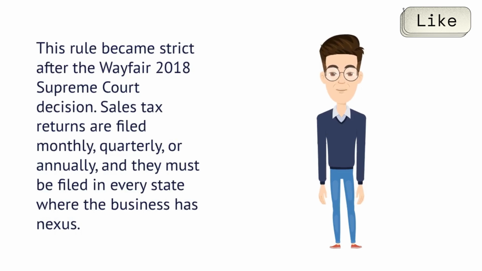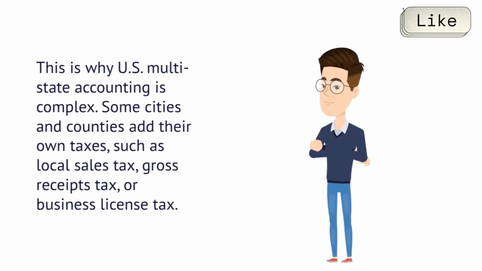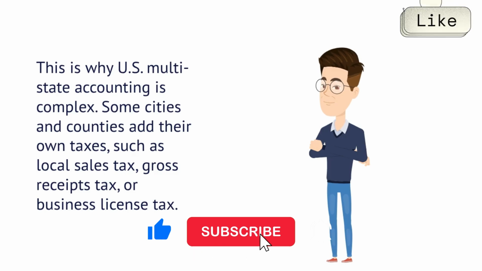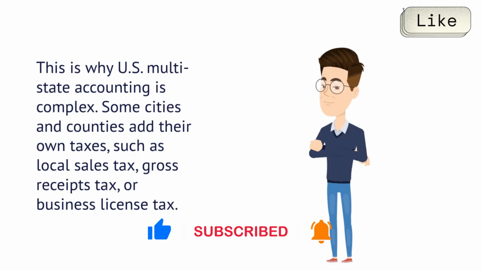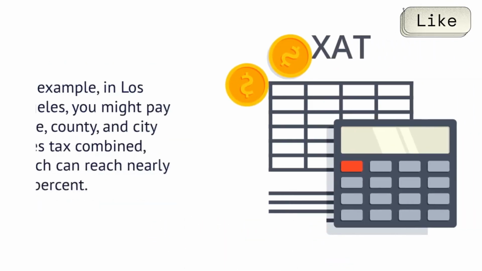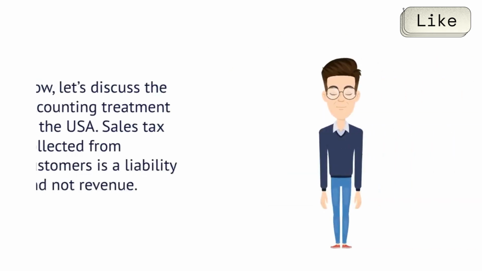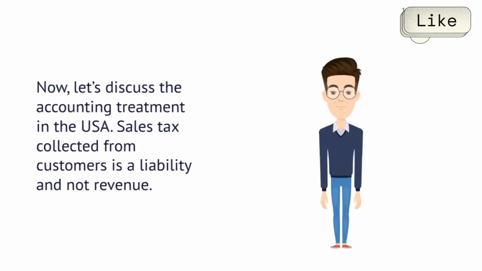Sales tax returns are filed monthly, quarterly, or annually, and they must be filed in every state where the business has nexus. This is why U.S. multi-state accounting is complex. Some cities and counties add their own taxes, such as local sales tax, gross receipts tax, or business license tax. For example, in Los Angeles, you might pay state, county, and city sales tax combined, which can reach nearly 10%.